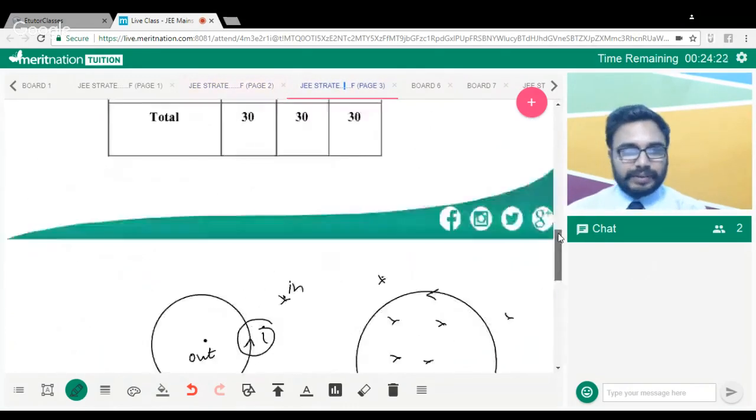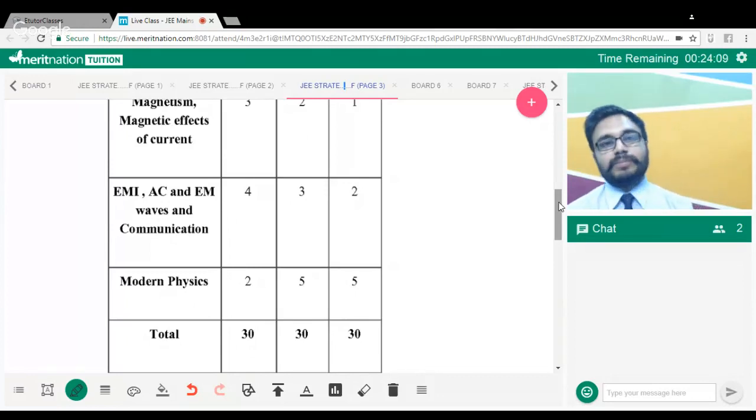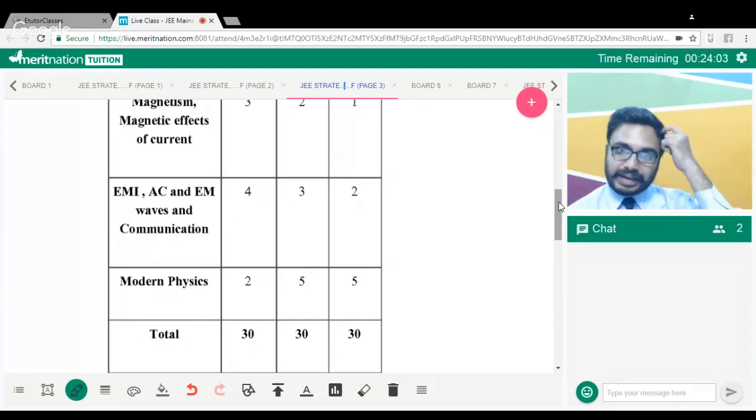What else do we have? Then modern physics. Modern physics is very important because many questions are coming from it. Since the last 2 years, 5 questions are coming from modern physics itself. So for modern physics, we should know the structure of atom, and then X-rays are there.